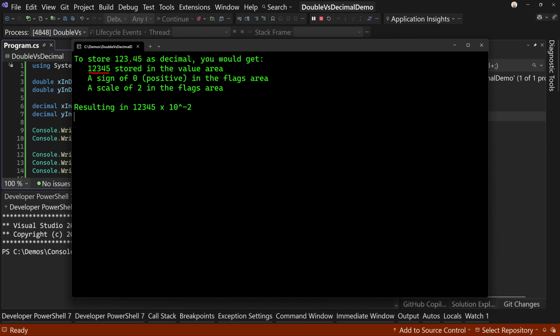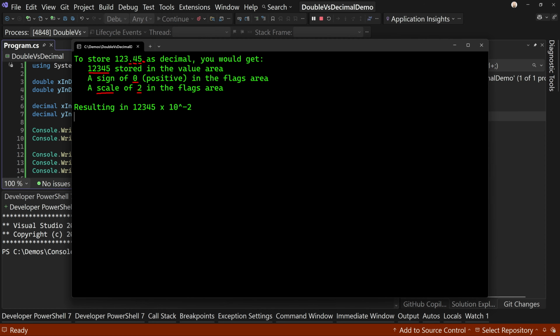Now notice we just dropped the decimal entirely. We also store the sign, again, positive or negative. We store 0 for positive, meaning there's no minus sign here. And that goes in the flags area. Also in the flags area, we store a scale of 2. What does 2 mean? Well, notice that the decimal point here, we moved it 2 places and then put it right here. So you move it 2, therefore the scale is 2.